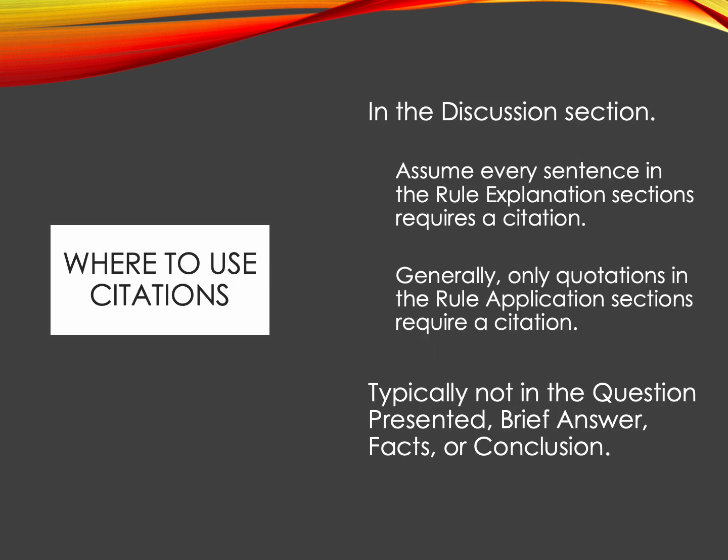So where are you going to see these citations the most? Well, definitely in the office memo that we'll be building, you're going to see them in the discussion section. You should assume that every sentence in the rule section, in the rule explanation section, requires a citation. In the application section, we're not going to see citations as much. Generally, only a quote would require a citation. And typically, we're not going to see citations in the question presented, brief answer, facts, or conclusion.